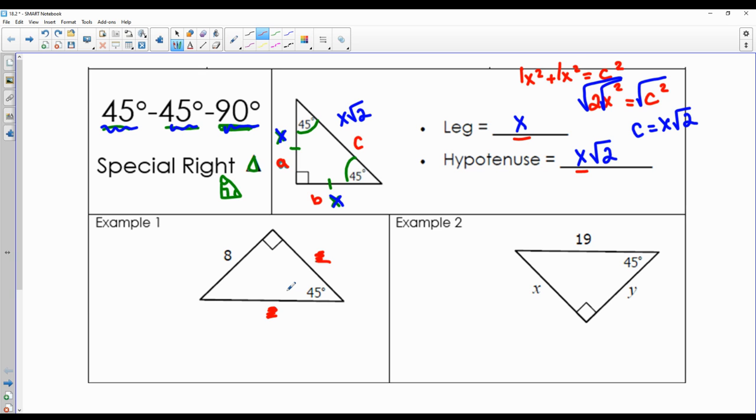So when I do this problem, I'm going to label my three sides of the triangle using these values, x, x, and x square root of 2. Notice the x square root of 2, that's always going to be your hypotenuse.